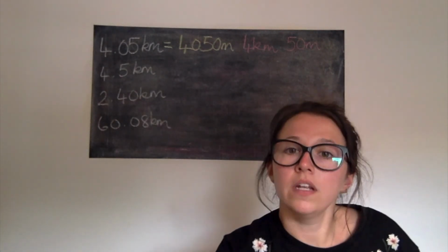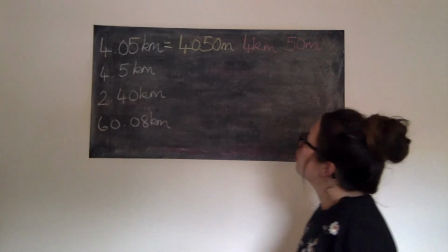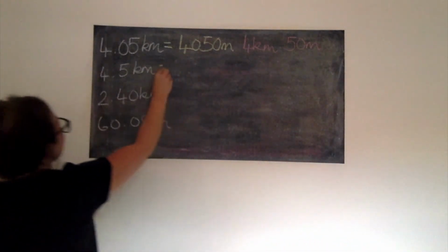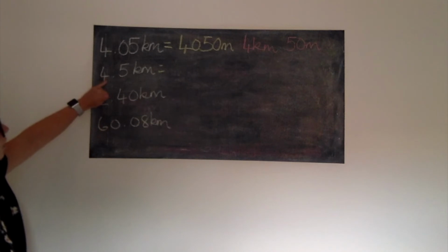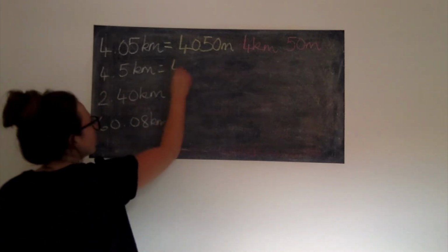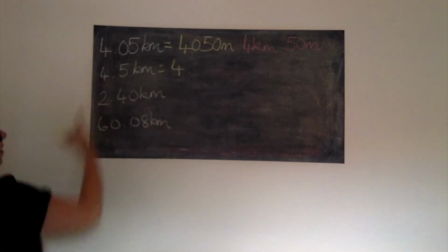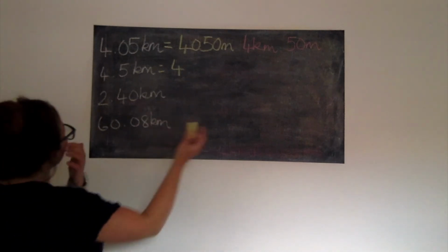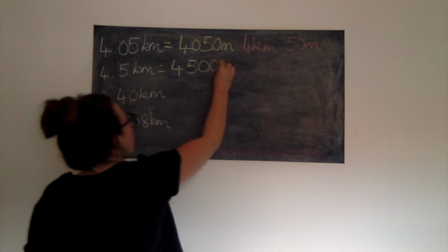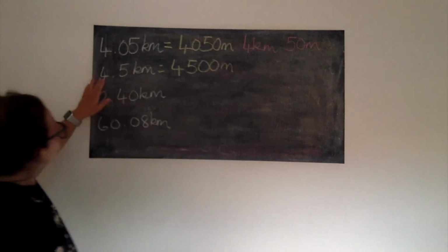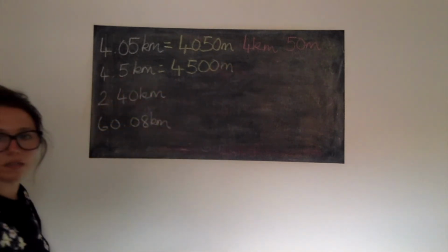The next one then, so 4.5 kilometres, first in metres. So again, timesing it by 1,000, this 4 whole kilometres means 4,000 metres. And then 5/10 of a kilometre is 500 metres. And we just need to move that on our place value grid. So it would be 4,500 metres.